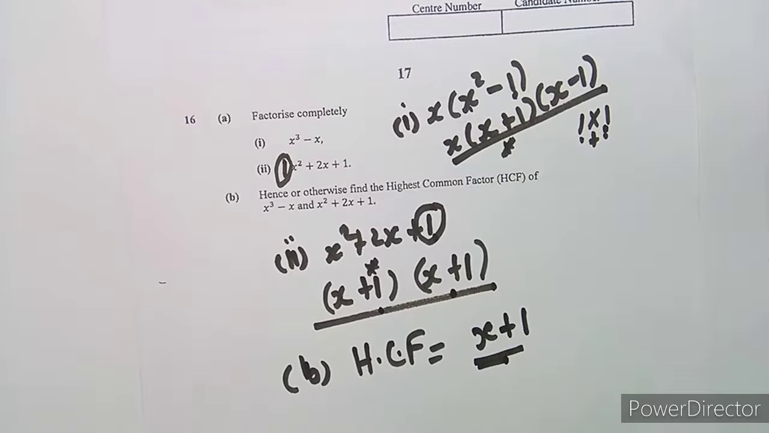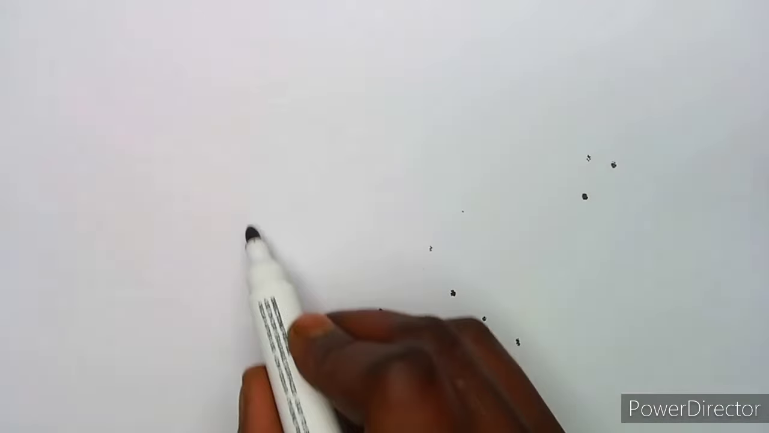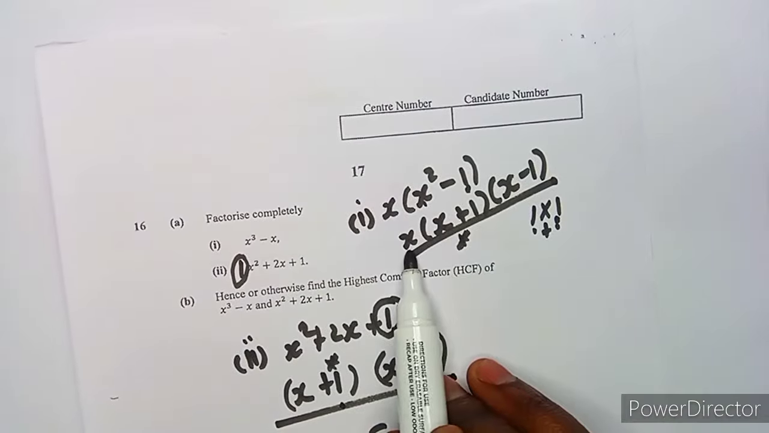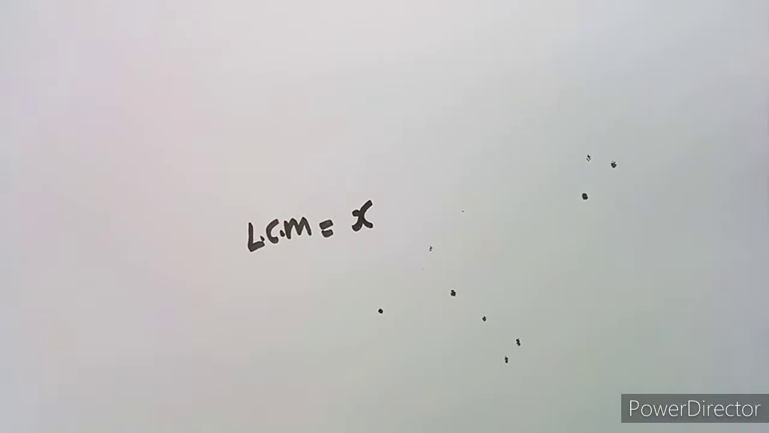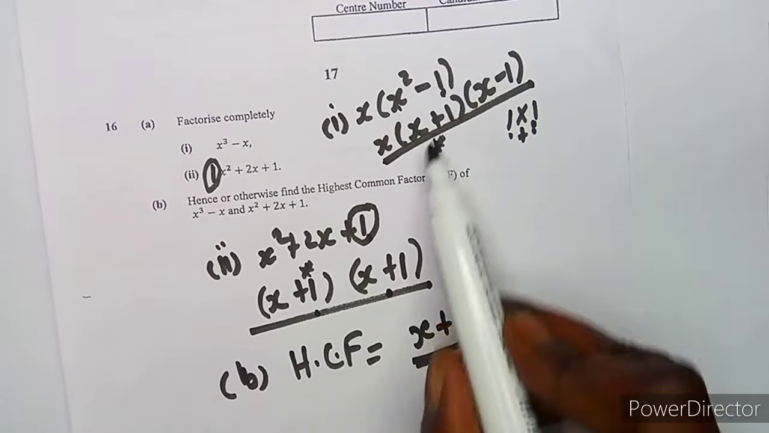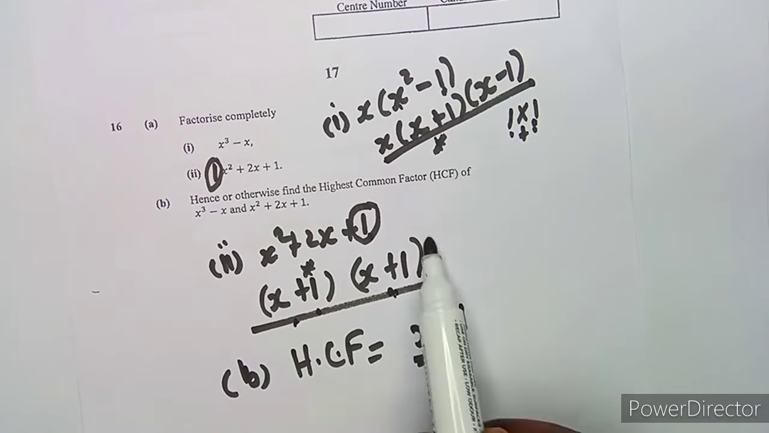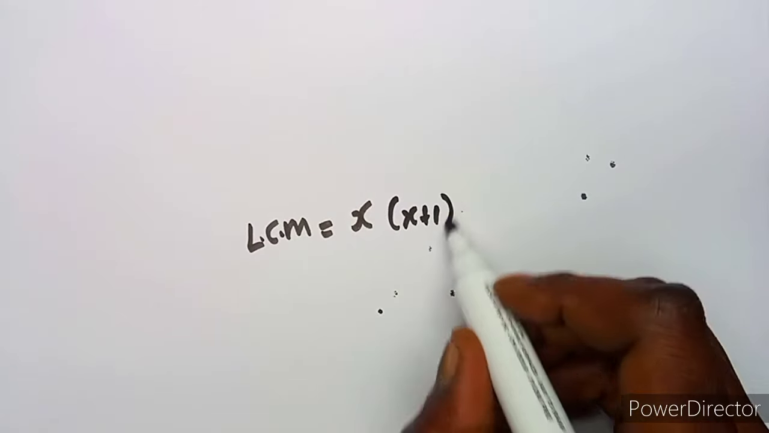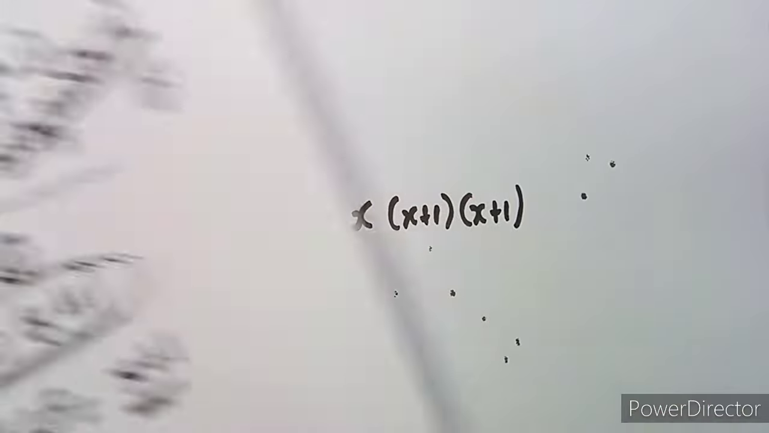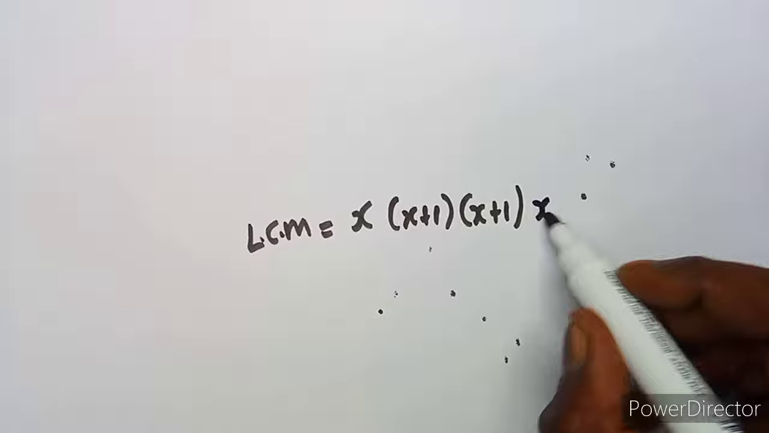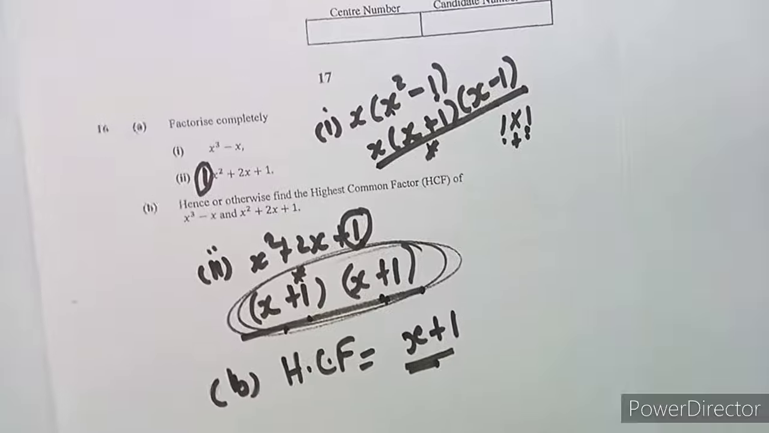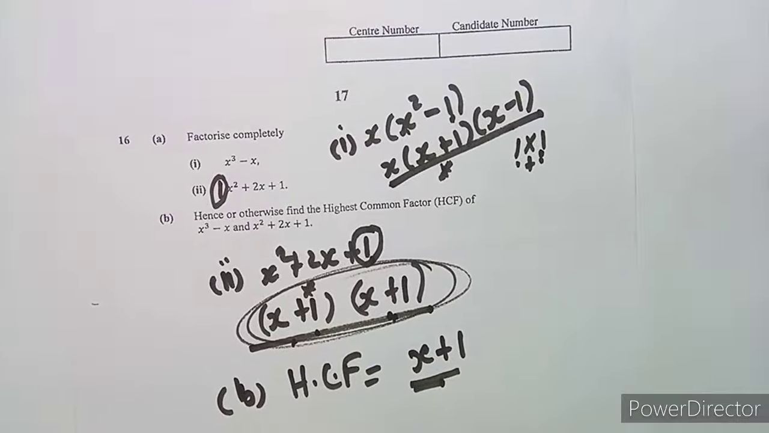Okay, what if the question wanted you to calculate the LCM? Let's say the question wanted us to calculate the LCM. For LCM, you take every term that is present, which means you take this x. But when you move on to x plus 1, there is x plus 1, x plus 1. So you take where there are many here, which is x plus 1 into x plus 1. Then definitely you are left with x minus 1 there. So you take everything for LCM. But this one wanted HCF. HCF is common throughout.